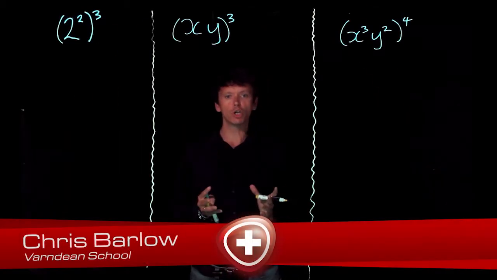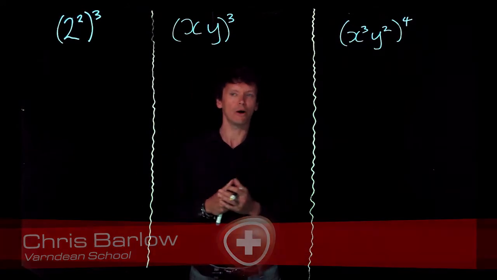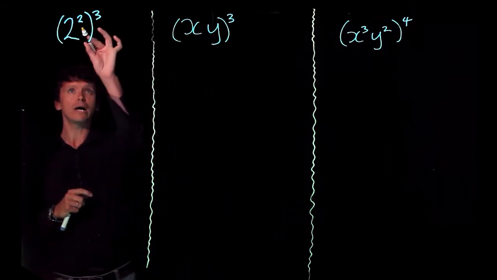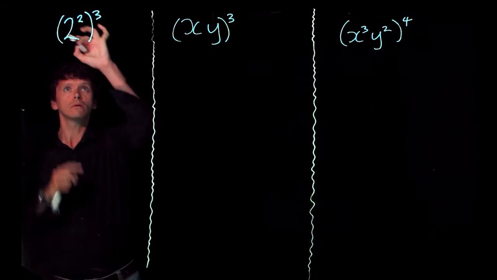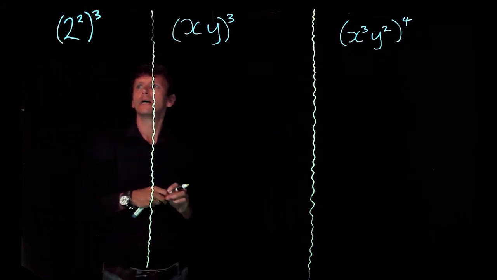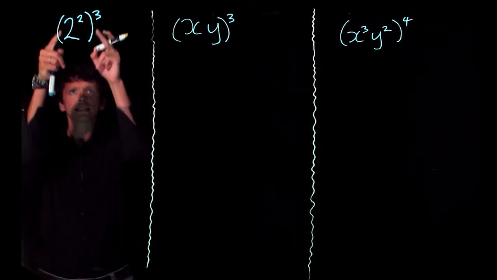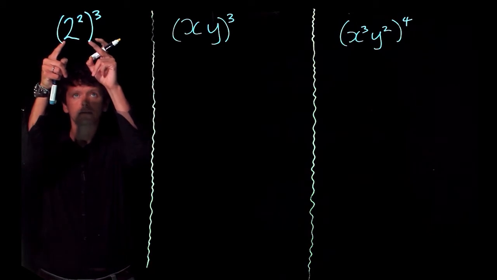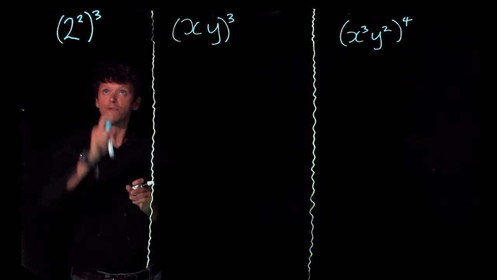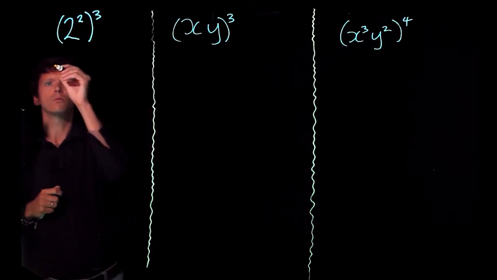Right, so let's have a look at how we handle raising a power to a power. We've got our first example here, 2 squared, in brackets, all to the power of 3. Again, we need to think about what that actually means. What's inside our bracket, 2 squared, is going to be multiplied by itself and multiplied by itself again, because we're cubing it. So let's have a look at how that works out.